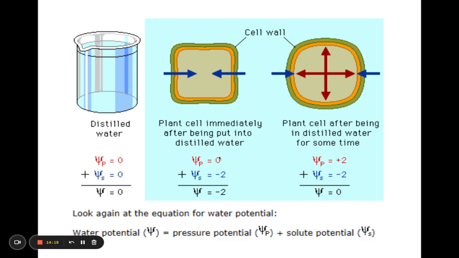Right now, there's no pressure potential. And so overall, the water potential is -2. So we place a cell with a water potential of -2 in a beaker with a water potential of 0. What's going to happen? What is going to enter the cell?